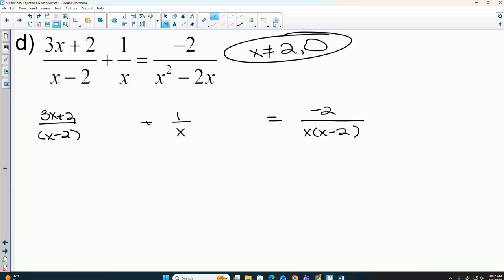Good. All right, so now we get rid of our fractions. So the first one has x minus 2, so everything would have to get multiplied by x minus 2. So these would cancel, and this x minus 2 would cancel. My fractions aren't totally gone. What else do we need?